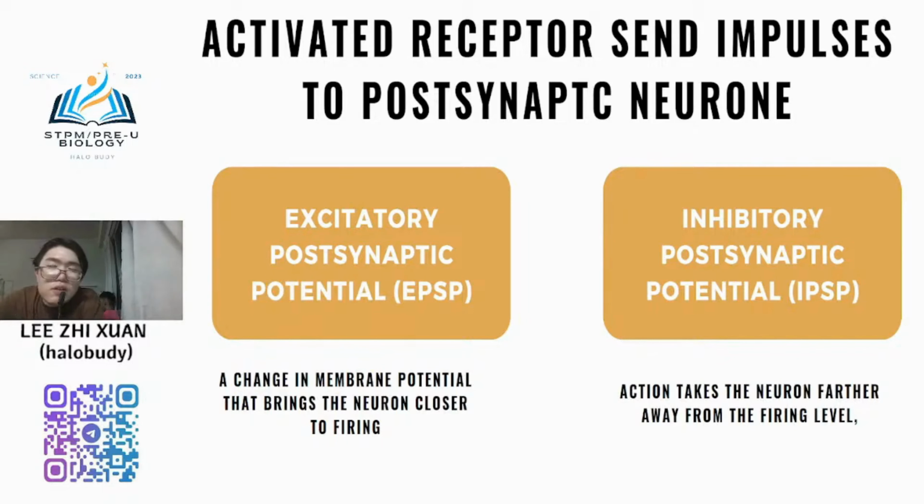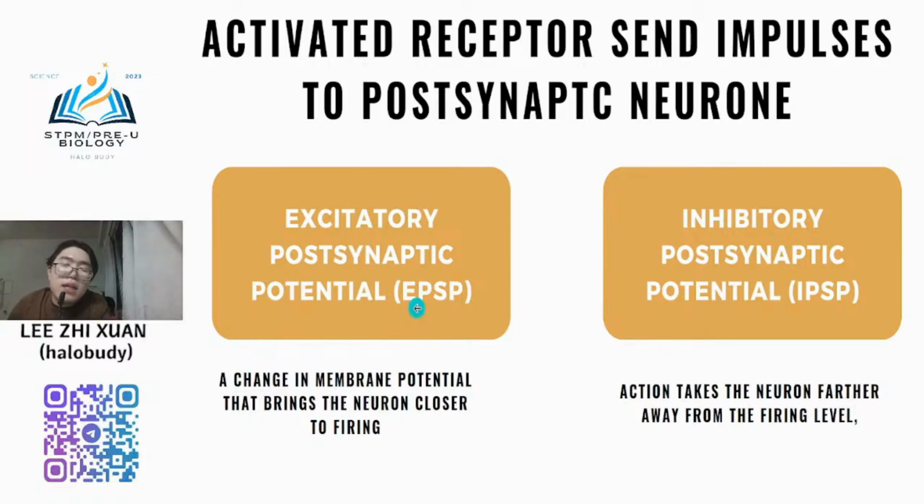When the neurotransmitter has bound to the receptor on the postsynaptic membrane, it will trigger the action potential of the postsynaptic neuron. This receptor will send the impulse to the postsynaptic neuron to trigger the action potential, and the two types of impulse that we need to learn are EPSP and IPSP. EPSP is excitatory postsynaptic potential, and IPSP is inhibitory postsynaptic potential.